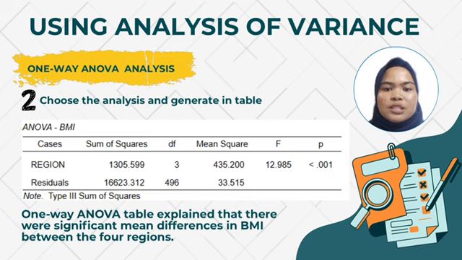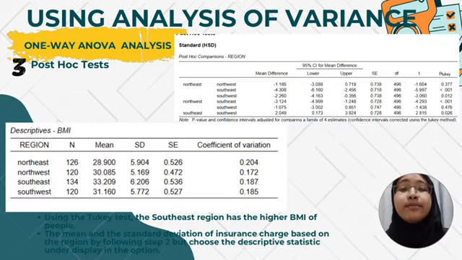The ANOVA test generates a significant F statistic of 12.99 with a p-value less than 0.001, showing a significant difference in BMI between regions. I will go to step 3, which is the post-hoc test. To do the post-hoc test, we need to return to the ANOVA dialog box, choose post-hoc, choose Tukey, and also confidence interval, and click continue and OK.